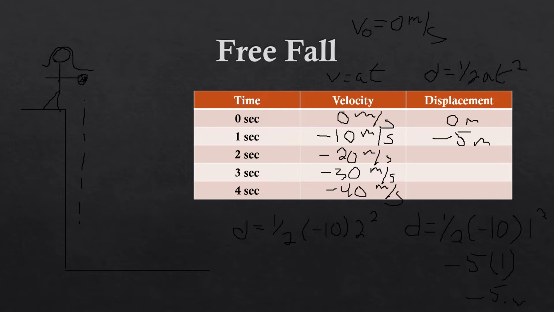One thing I want to say is when you use this equation, A is always going to be -10. Do not make the velocities your A. So it's always going to be this -5 times t squared. -20. D equals 1/2 -10, 3 squared. Type that in the calculator. -5 times 9. -45.